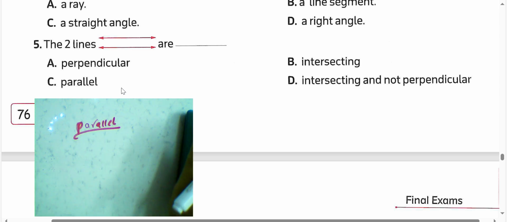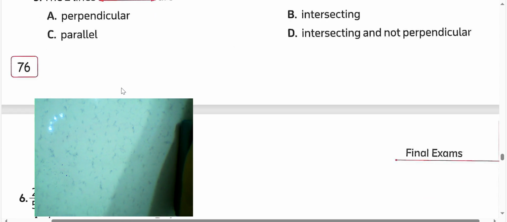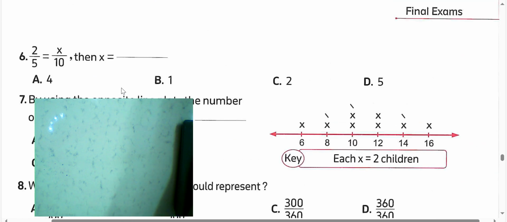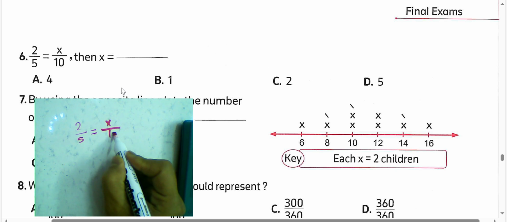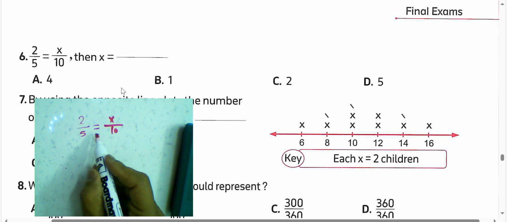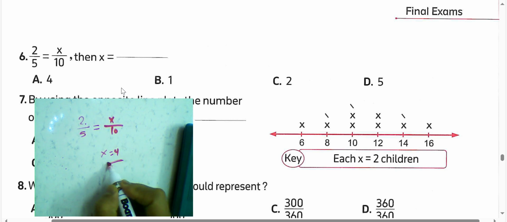We call it parallel, never intersecting. 2 over 5 equals x over 10, we can find the value of x. We know 5 times 2 equals 10, then 2 times 2 equals 4, so the value of x here equals 4.